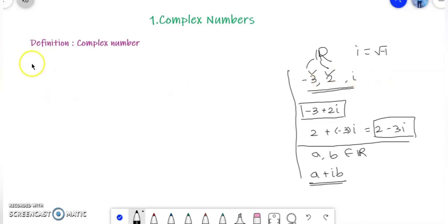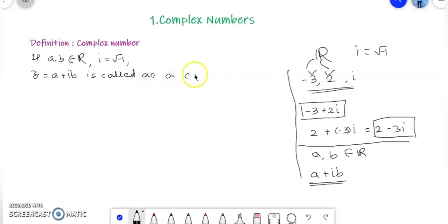So the definition is, if a and b are any two real numbers and i is equal to root of minus 1, the imaginary unit, then a number z, denoted by z, equal to a plus ib, is called a complex number, and it is equal to a plus ib.